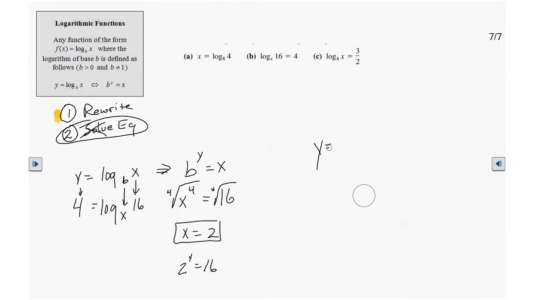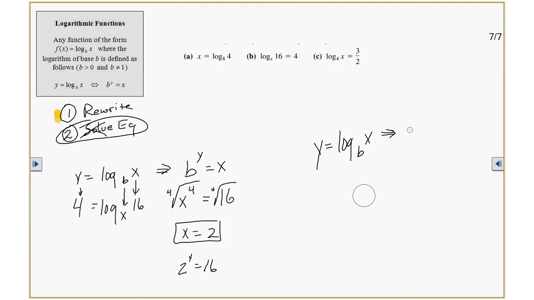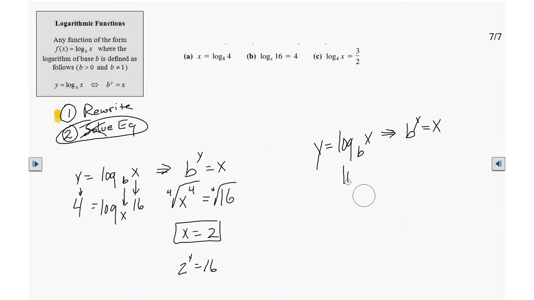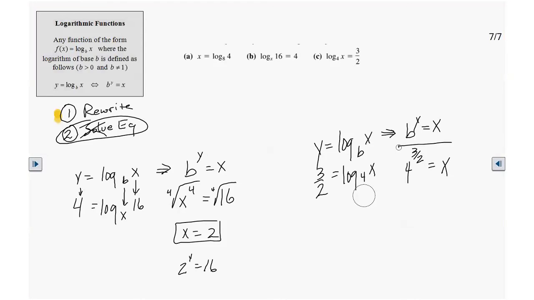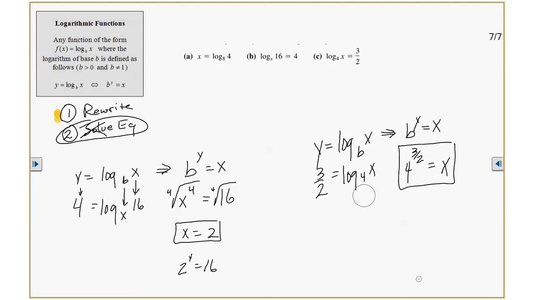y is equal to log base b of x. b to the y is equal to x. Log base 4 of x is equal to 3 halves. 4 to the 3 halves is equal to what? And of course, you take whatever you need to there as the square root of 4 to the third power, which is 64, and the square root of 64 is 8. Check that.